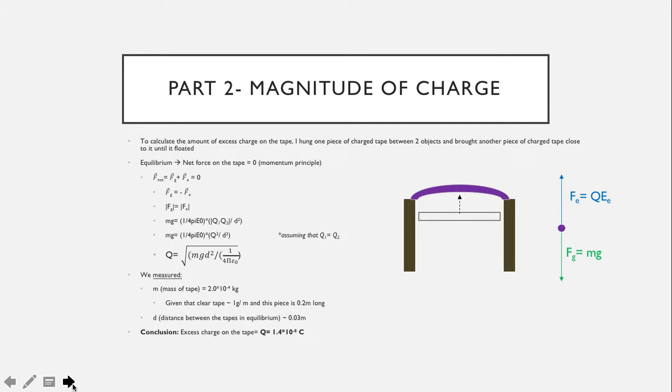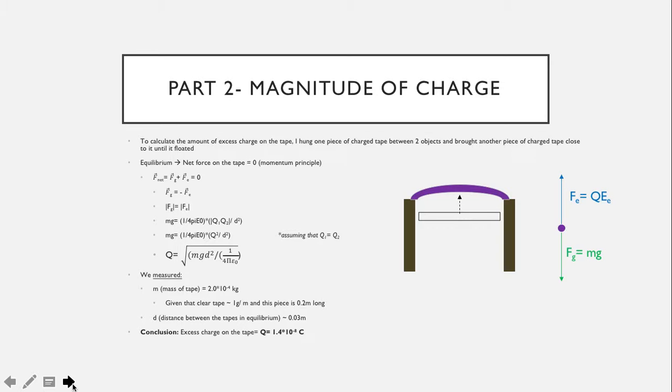In part 2, we set up an equilibrium where the tape was floating between two objects because we brought another piece of charged tape up underneath it, and that caused it to float. Drawing a force diagram, we see that the forces present here are the electric force of the bottom piece of tape and the force of gravity.